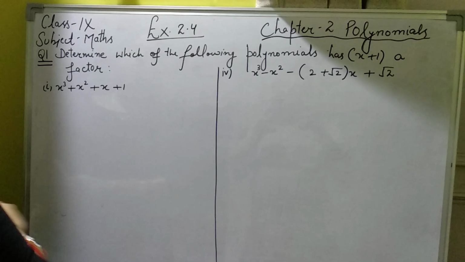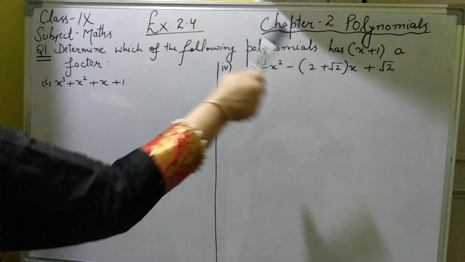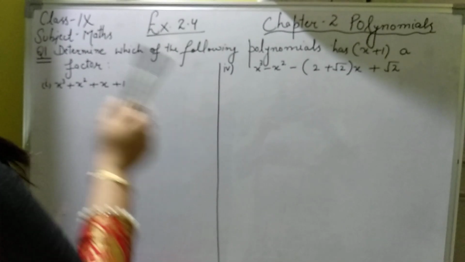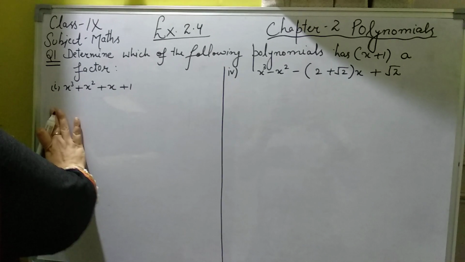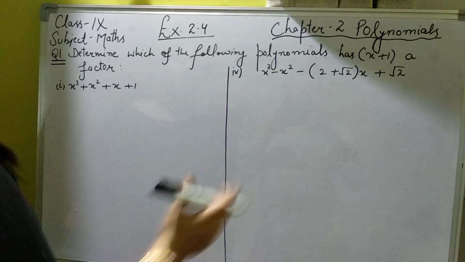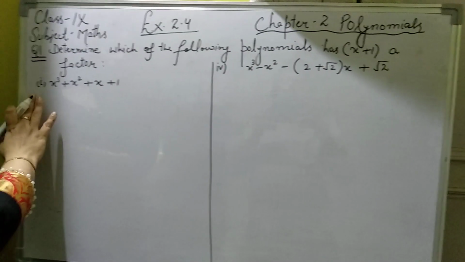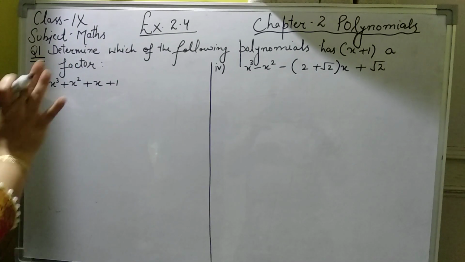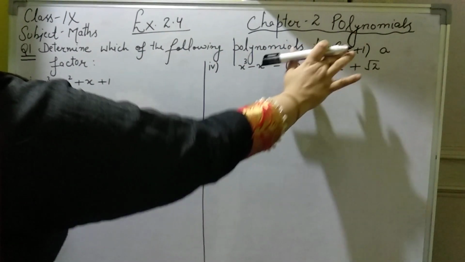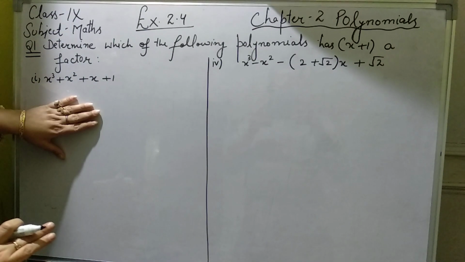Question number 1 is: determine which of the following polynomials has x plus 1 as a factor. Now there are 4 parts given in the question. I am doing the first part and the fourth part. The second part and third part you can try yourself. The first part is x cube plus x square plus x plus 1, and we have to determine whether x plus 1 is a factor of this polynomial or not.